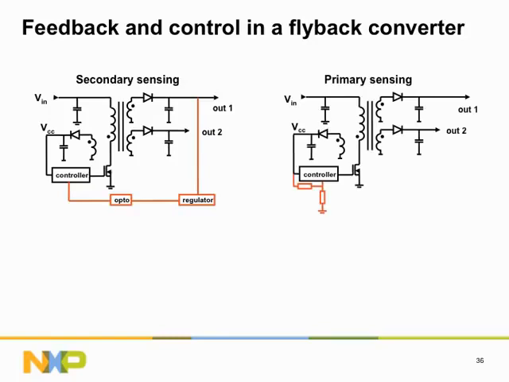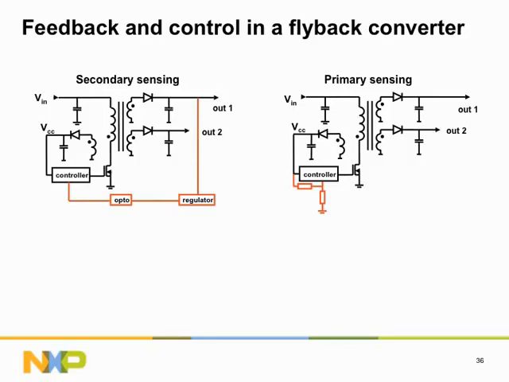An alternative to secondary sensing is primary sensing. In the primary sensing case, the voltage that the auxiliary winding produces for the operation of the controller IC is also used to regulate the output voltage out1. The idea behind this principle is that the VCC voltage that is generated by the auxiliary winding is proportional to the voltage that is generated by the transformer's secondary winding that produces out1. Appropriate regulation of VCC will therefore result in appropriate regulation of out1.